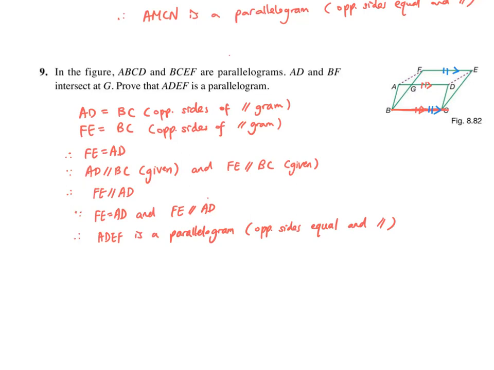Okay, so this is how I present my answer. You have to write the reasons here. Don't mix up the reason. You have to write opposite sides of parallelogram. Don't write equal here. And then after you draw the conclusion that FE equals to AD, you can also say FE parallel to AD because both of them are given. Why given? Because you have no other reasons for that. They are parallelograms, so they are parallel lines. Okay, so you can say because FE equals to AD and FE parallel to AD, then you can draw the conclusion. Reasons should be put after the conclusion.